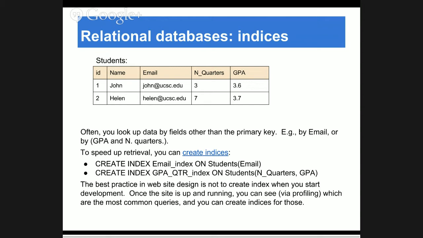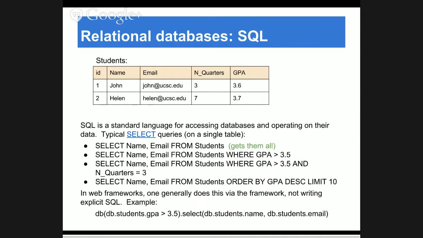If you know which kind of queries you are going to do, if you know how you are going to retrieve information, you say, put an index on the email. Then you can do queries like, give me everybody whose email is john@ucsc.edu. Or you can say, give me an index on both the number of quarters and the GPA, and then you can do queries that involve those. I need to tell you something more about indices, because there is a notion of how to create them in the right way.